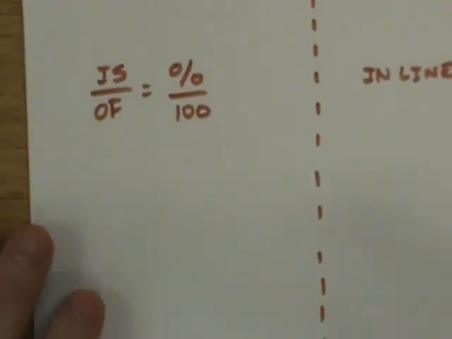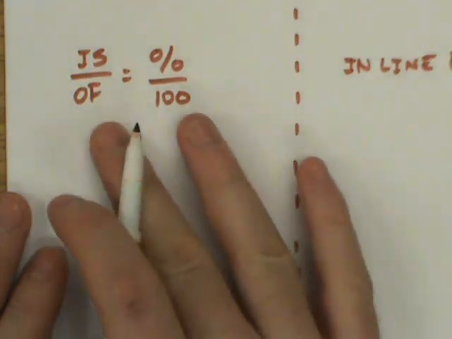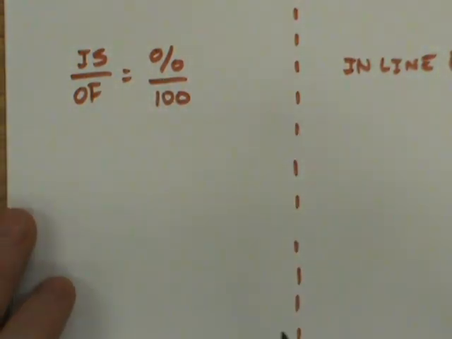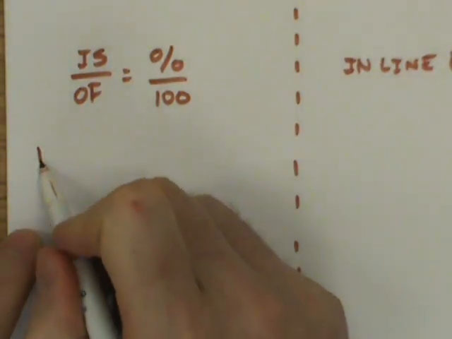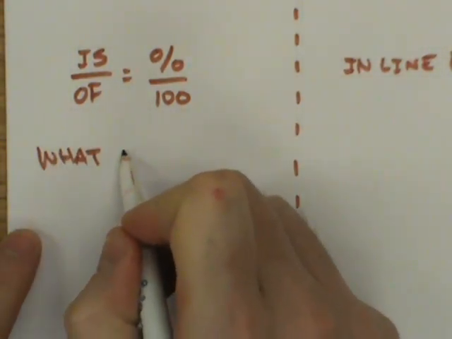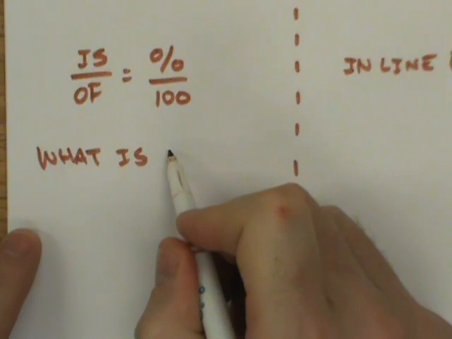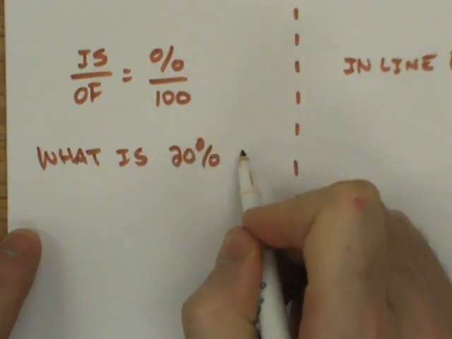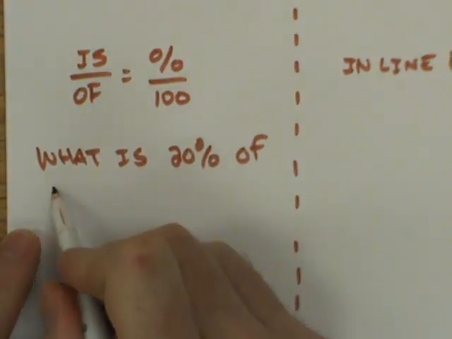Okay, so we're going to start with this one. It's going to be the is over of equal percent over 100 method. And you'll see something like this. It'll say, what is 20% of 35?